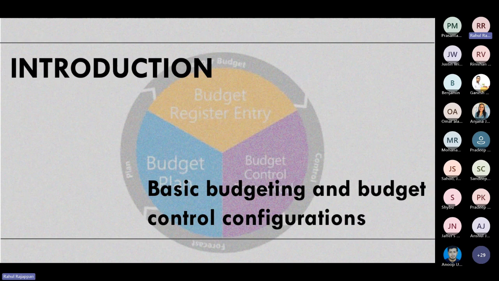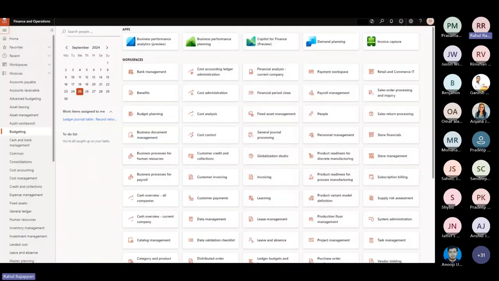Okay, let's start with the basic budgeting and budget control configuration. So this is the F&O homepage, and we have the modules on the left-hand side. In your organization, if you want to maintain strict financial control over your operations, you also need to align your spending with the strategic goals. So at the end of the fiscal year, your organization will start to plan the budget. It needs to be allocated appropriately across the departments, projects, and cost centers.